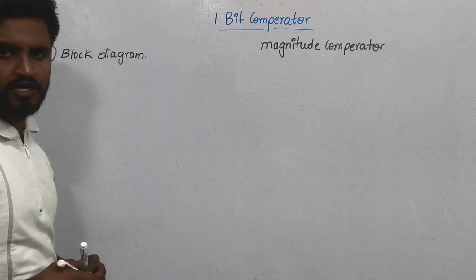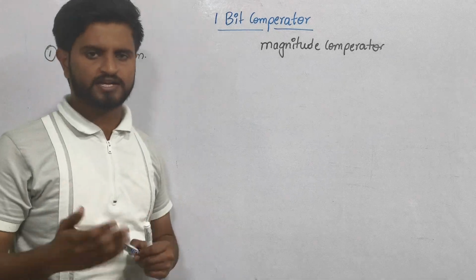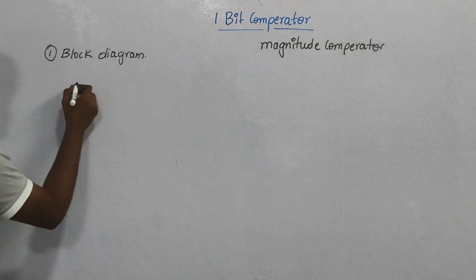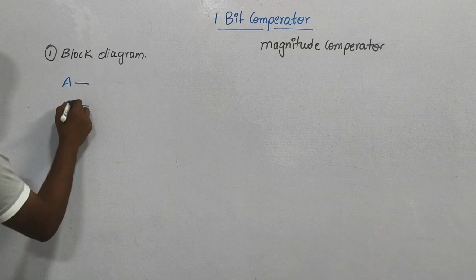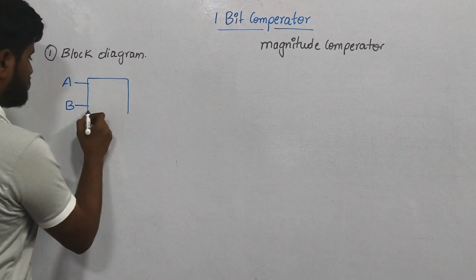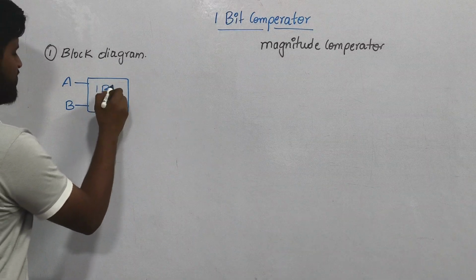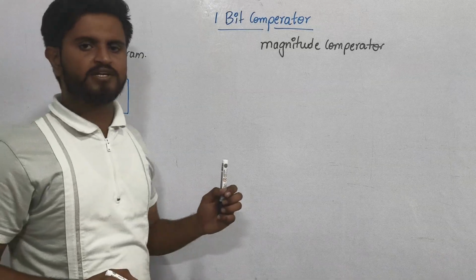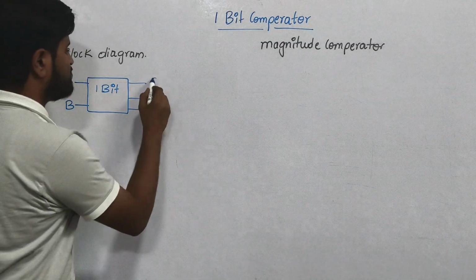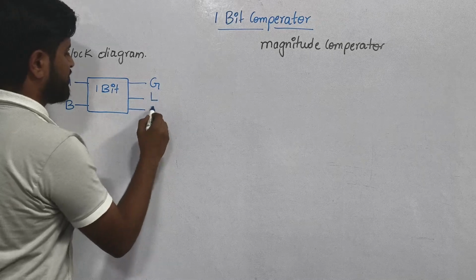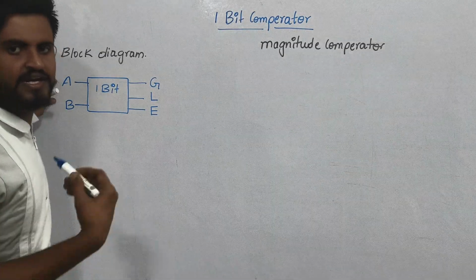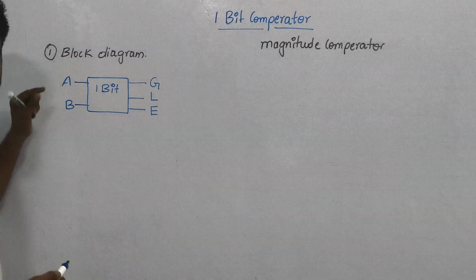We all know that in the block diagram we are just going to represent what the inputs and the outputs are. Since we are taking a 1-bit comparator, we will have two inputs. Let me call them A and B. You can take any variables for the inputs. This is the block, and this is the 1-bit comparator circuit. Since I have two inputs, my outputs will be three. One will be greater, another less, and another equal. It is like A equal to B, A less than B, A greater than B. So we will be comparing between the inputs.